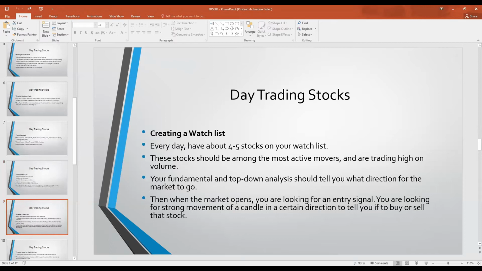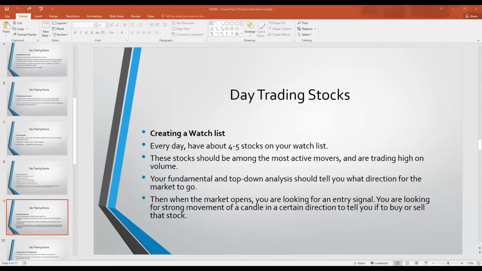Creating a watch list. Every day that you intend to trade, you want to have about 4 to 5 stocks on your watch list. The reason why I mentioned 4 to 5 is because you don't want to overtrade. 4 to 5 stocks daily can help you achieve your daily target profit. If you trade too many stocks in one day, you can lose some of the winnings you made earlier in the day.